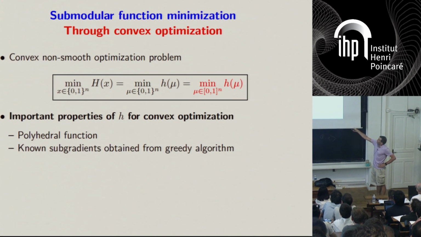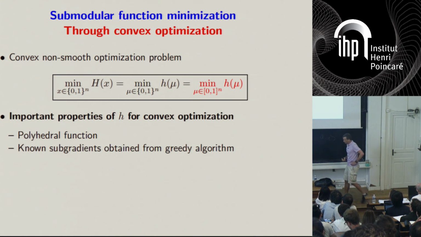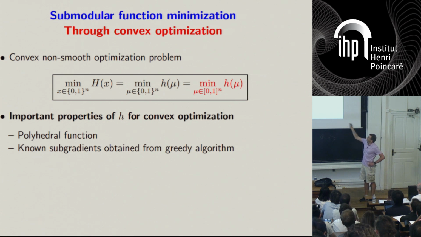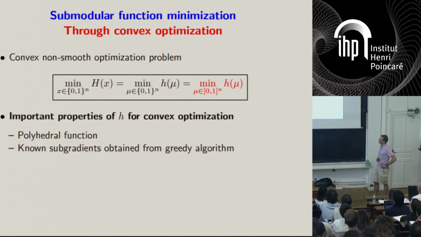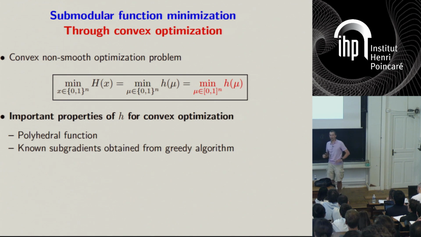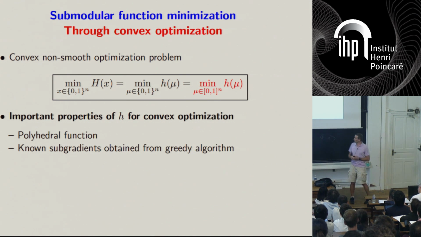So we consider that problem. What do we know about that problem? We know several things. H is convex. It is a polyhedral function, the level sets are polyhedral, and we know subgradients. And so now we can turn to our optimization friends, and ask what the techniques are which can be used on such a problem.